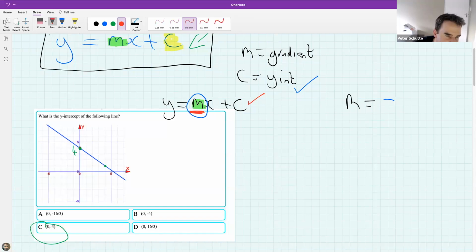So let's see, if I start here and I go here, it feels to me like I'm going down by 3 and across by 4. Careful. So down by 3, across by 4, because I'm choosing these 2 points here. So I've gone down by 3 and across by 4.